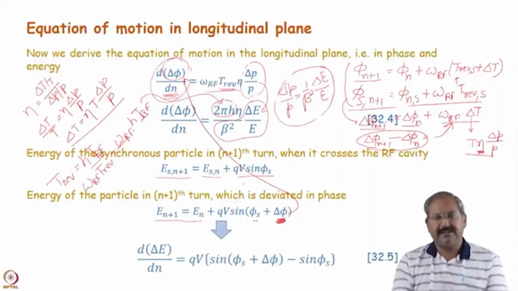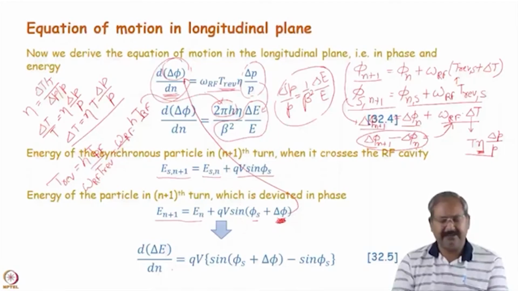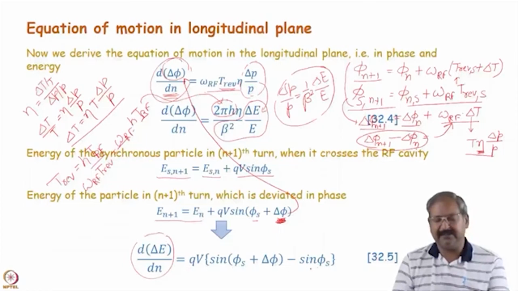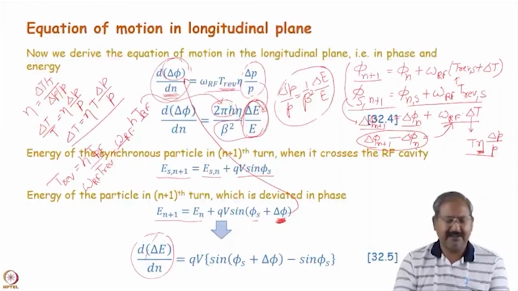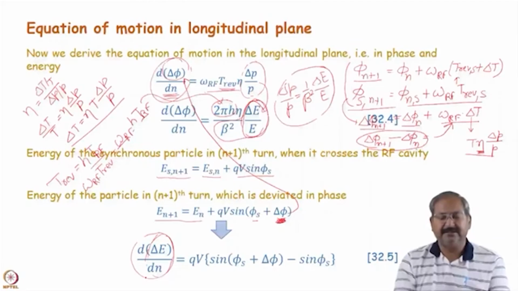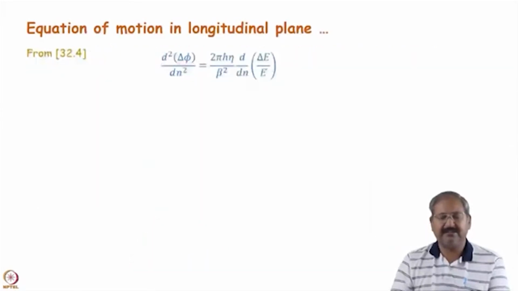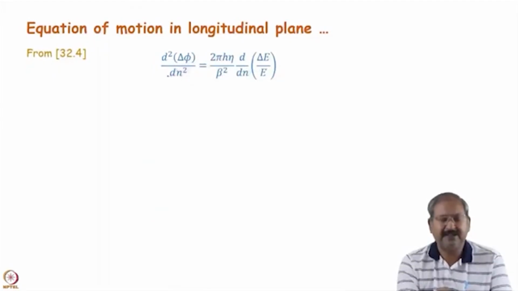So if we subtract the first equation from the second, then we will have, similarly, the change in energy deviation per turn, and this will be qV sin of phi s plus delta phi minus sin phi s. Here we have delta E, and here we get delta E by delta N. So d by dn of delta E. If we differentiate this equation again, we will get d by dn of delta E, and then this value can be put into this equation. So let us differentiate the phase equation again.